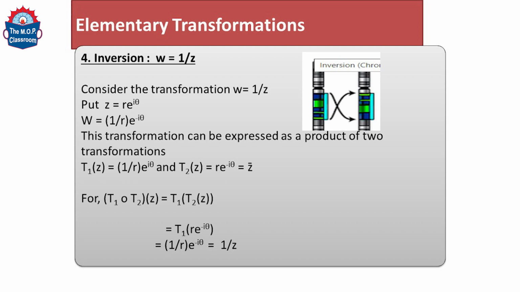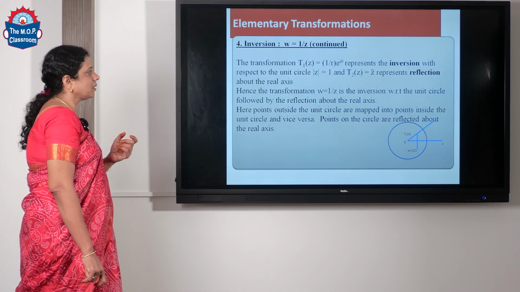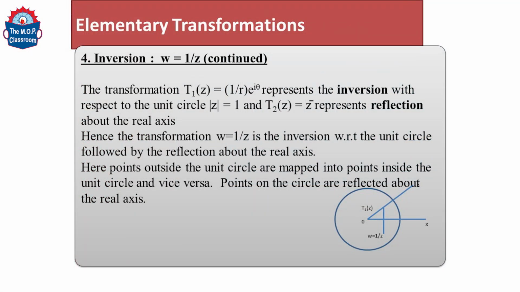If we take the product of these two, we will get z bar. So, T1 of T2, that is the composition of the two transformations, we will get 1 by r e power minus i theta. Now, this represents the unit circle, the modulus of z equal to 1, and T2 of z represents the z bar, which is a reflection about the real axis that you have represented in the figure.